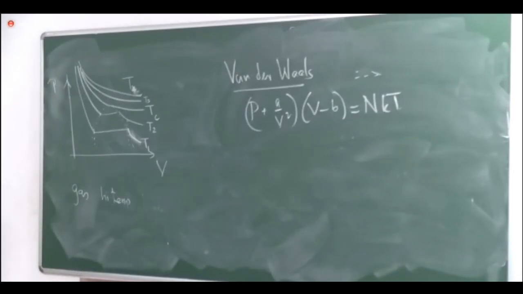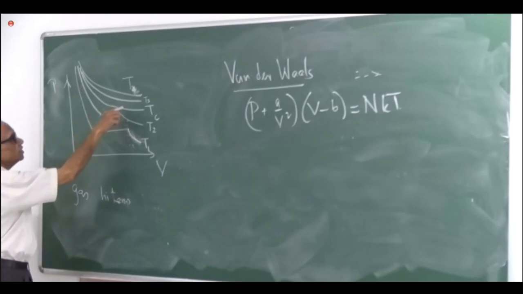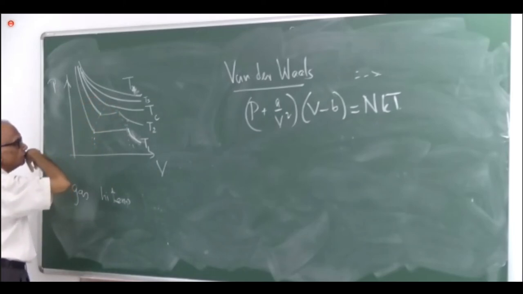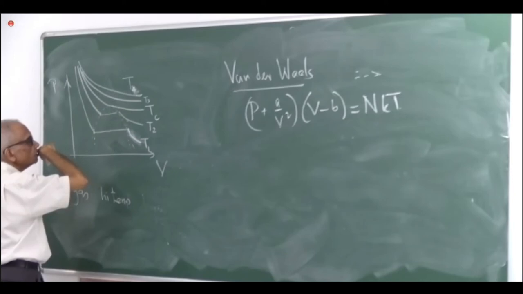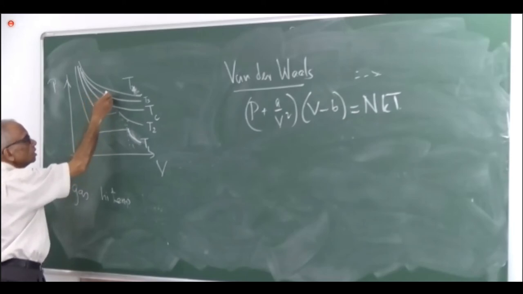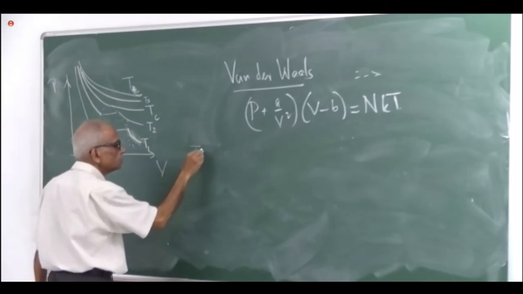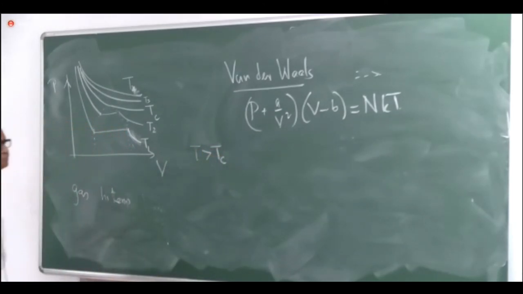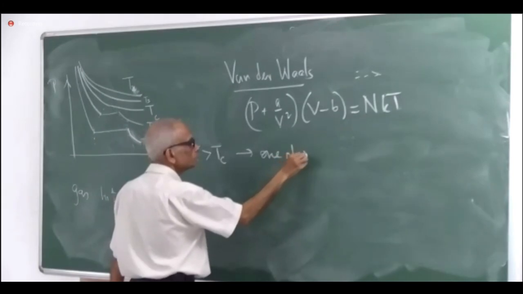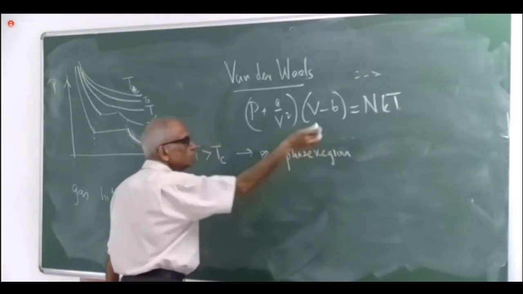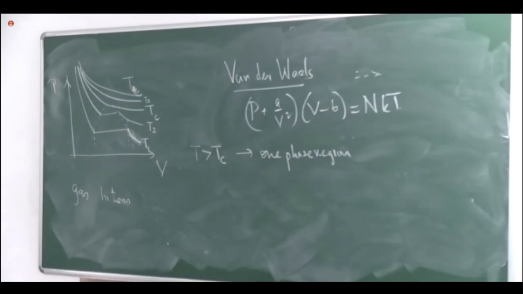So here is a different kind of transition. It is a transition which you can bring about by changing this temperature. If you are looking at temperature greater than TC, then you just see a one phase region, which is a mixture somewhere across between a gas and a liquid.